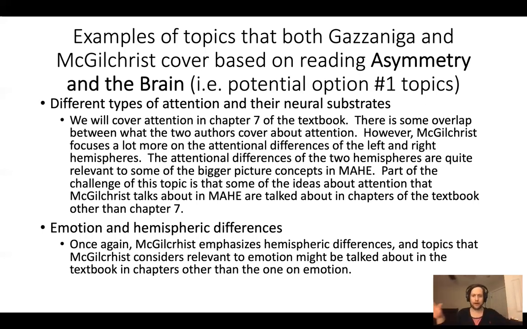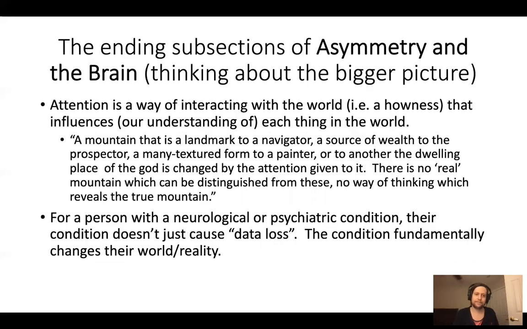Emotion is kind of everywhere. And so we do have a specific chapter where we focus in on emotion. But if you look really closely, you realize that a bunch of different findings in neuroscience that might be in different chapters are relevant to the concept of emotion. And so there are probably other places outside of the chapter on emotion in the Gazzaniga textbook which are relevant to some of the ideas that McGilchrist talks about regarding hemispheric differences in emotion.